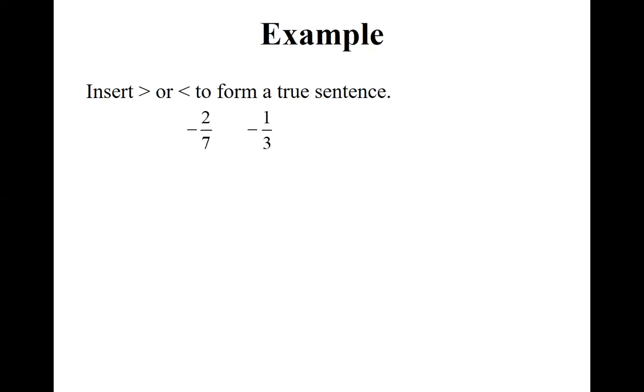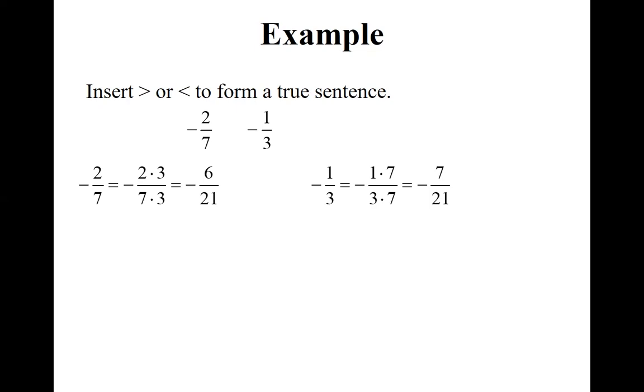We start with 7. 7 is not a multiple of 3. 14 is not a multiple of 3. 21 is a multiple of 3. So 21 is in common to both. 21 is our goal for the denominator. To get -2/7 there, 7 times 3 gives us 21. So on the top, 2 times 3 is 6, -6/21.